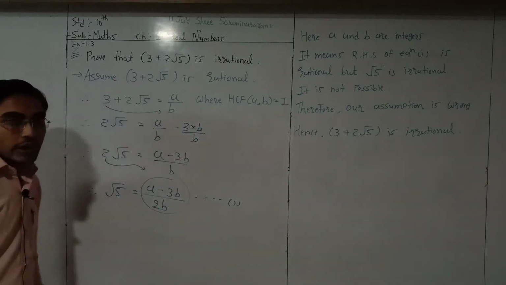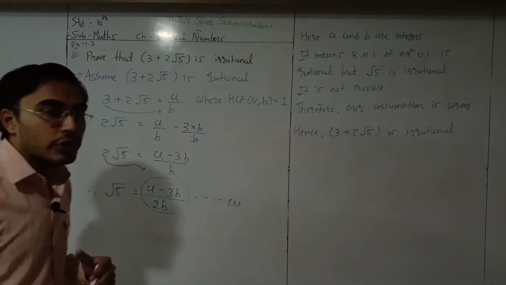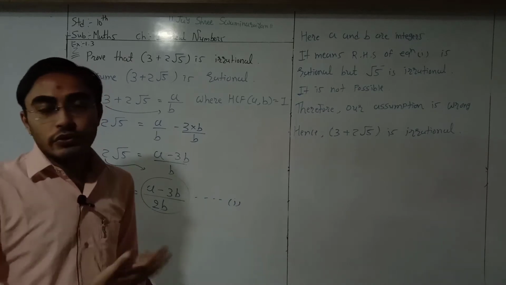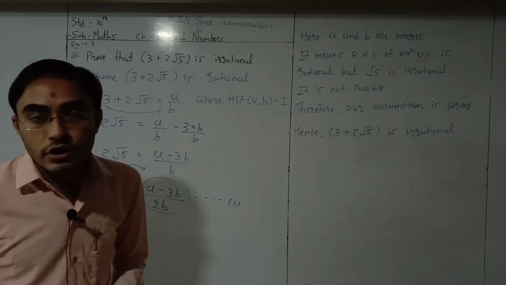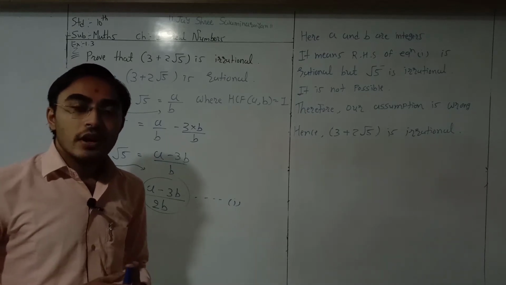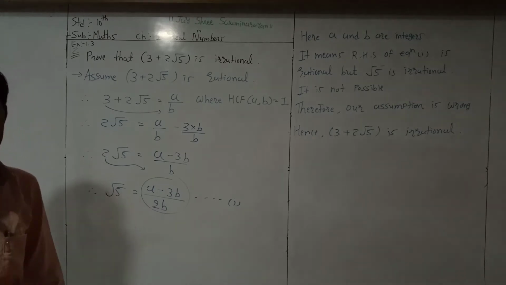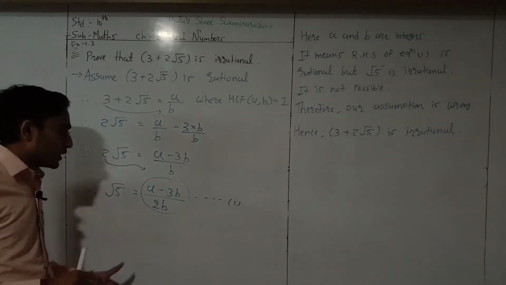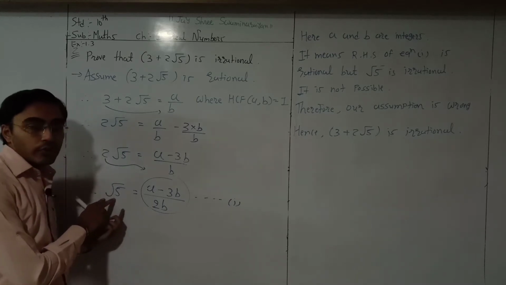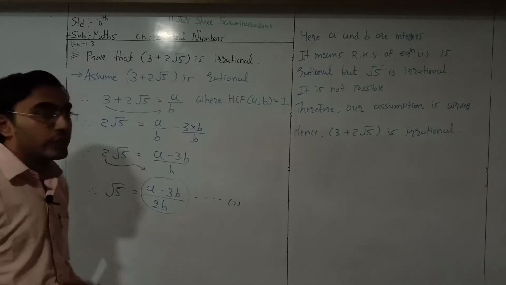But we know that under root 5 is an irrational number. We already proved this in our previous video, right? Under root 2, under root 3, under root 5, under root 7 are irrational numbers. If there is a prime number under root, then it is an irrational number. So we already know that under root 5 is irrational, so here our left hand side is an irrational number.